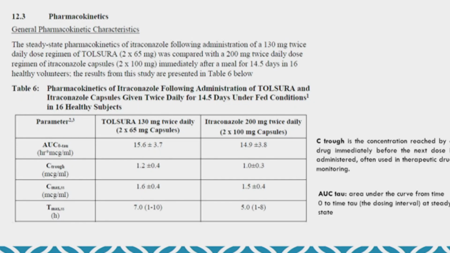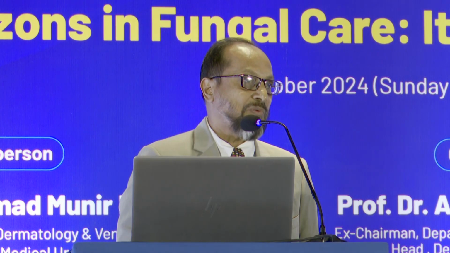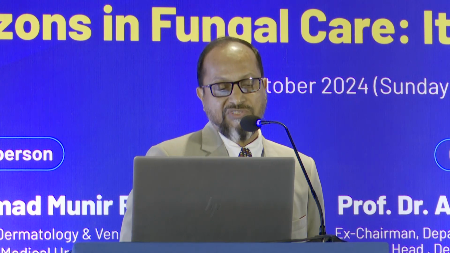We will not go into too much detail on this, but here I can see one brand called Tolsura, which is experimenting with SUBA technology, super bioavailable technology. The conventional dose is 100 milligram, whereas with only 65 milligram we can meet all those requirements. And there are some parameters.